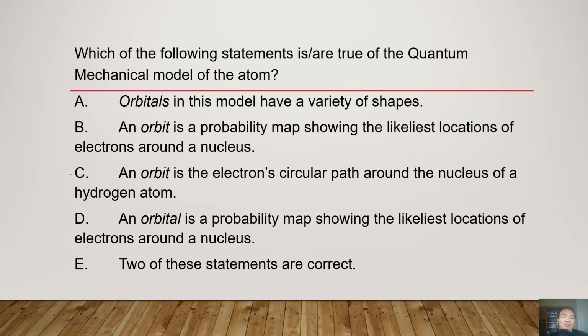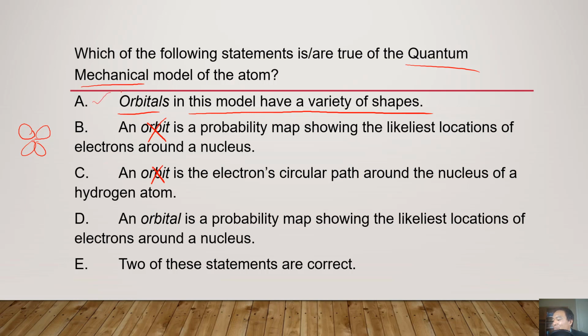Look at the next one, which is a related question. Which of the following statements is true about the quantum mechanics model? First, it's not going to be an orbit. It's orbitals. Orbitals in this model have different shapes. Yes, they have different shapes. That's correct. We do know s orbitals have a spherical shape like a ball, and p orbitals are like a dumbbell, and d orbitals look like four balloons tied together. You also have f orbitals, so they do have different shapes.